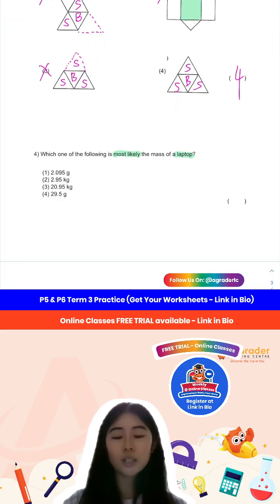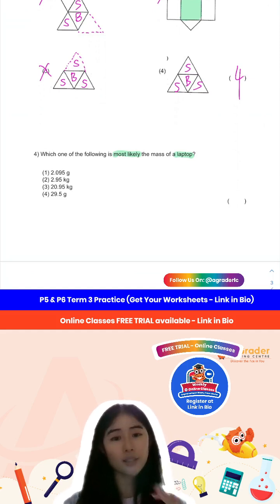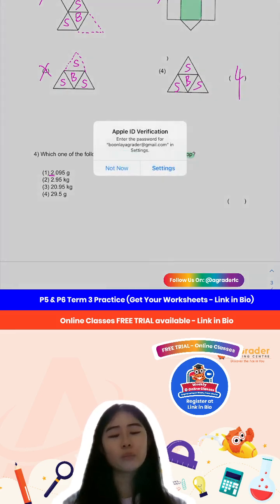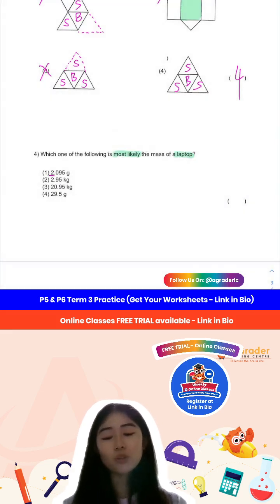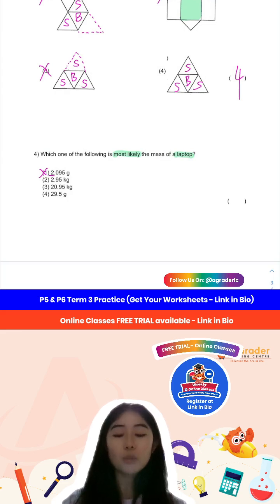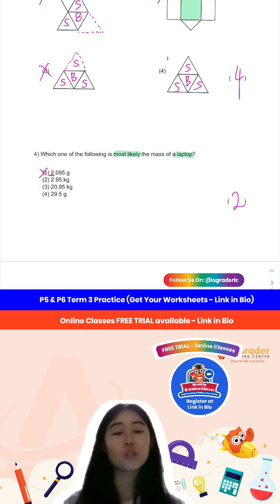Let's take a look. The first one is 2.095 grams. So that is about 2 grams. 2 grams is way too light for a laptop. 2 grams is probably just a few grains of rice. So it's too light. Option 2 says 2.95 kg. That is almost 3 kg. That is a reasonable mass for a laptop. So actually option 2 is your answer. About 2 to 3 kg is okay for a laptop.